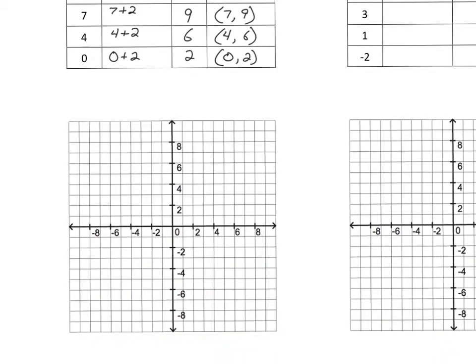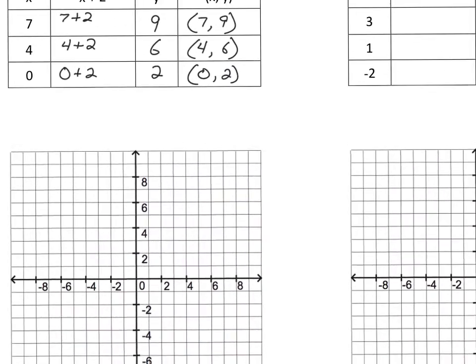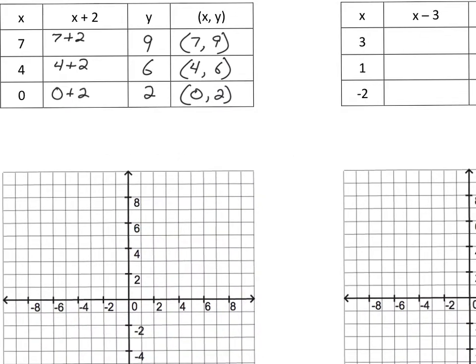Got to figure out how to make this small enough that I can fit everything on there. Looks like all of my points are positive. So I can kind of zoom in on quadrant 1. Okay, with quadrant 1, I'm going to go to the right 7 and up 9. And that puts me right here. Next point, I'm going to go to the right 4 and up 6. And finally, right 0 and up 2.